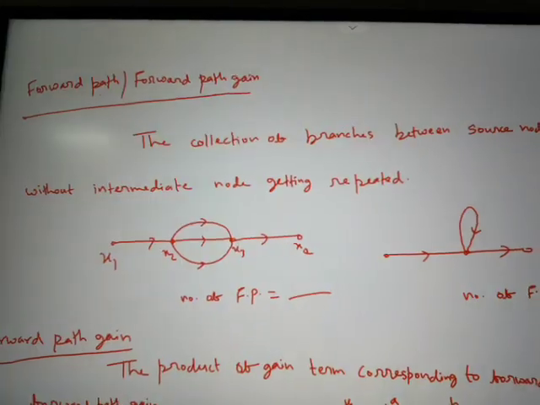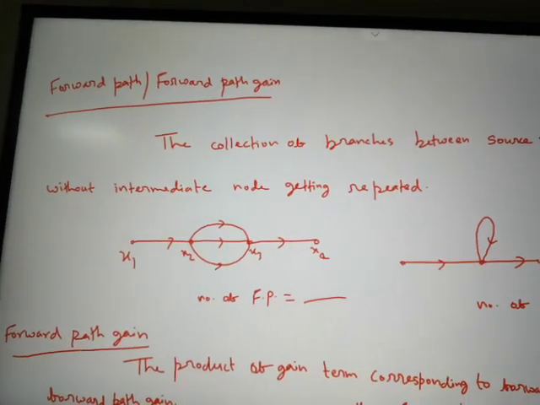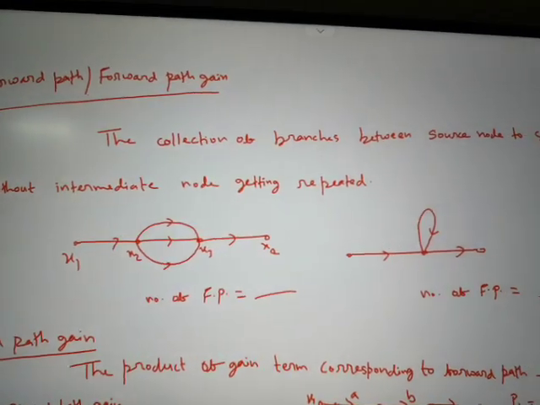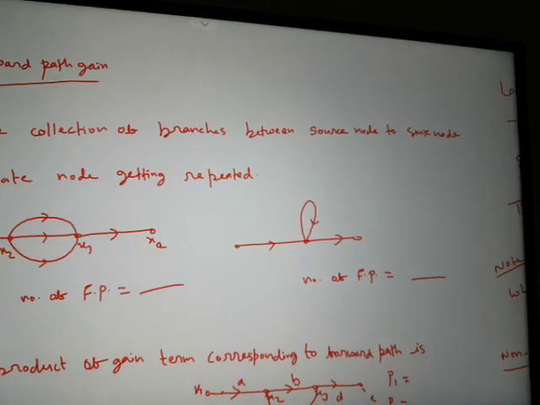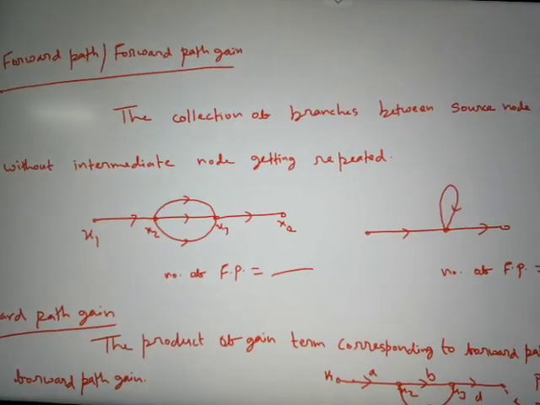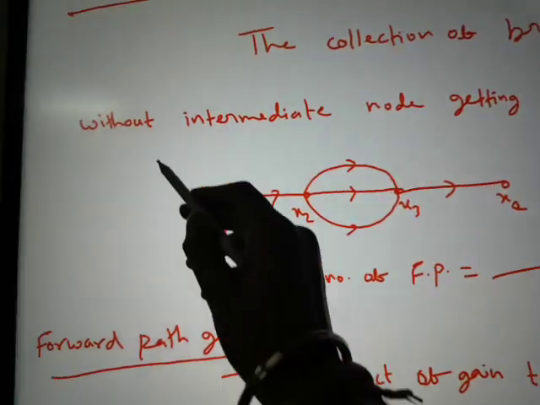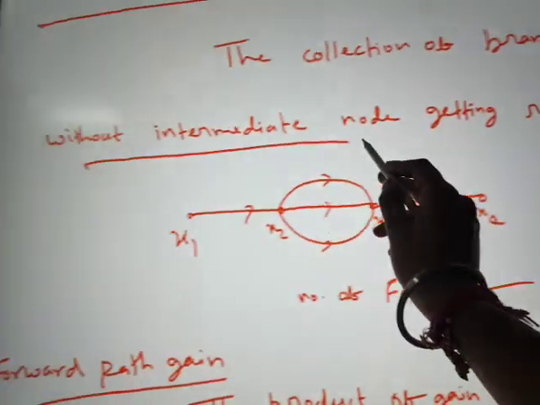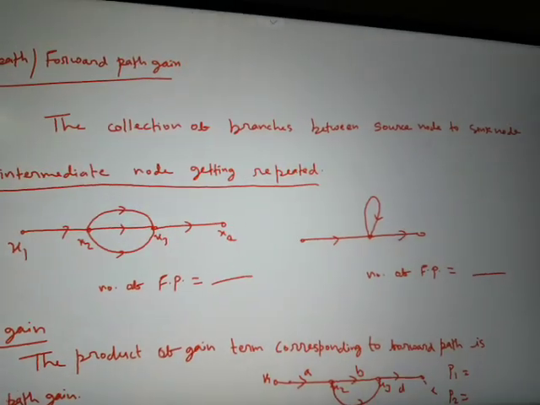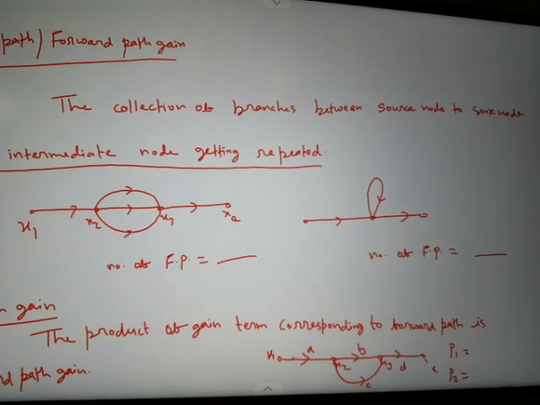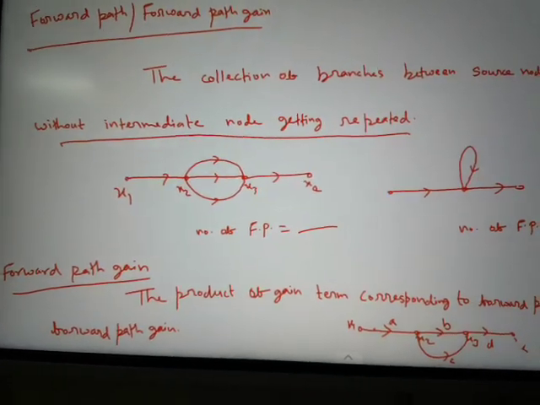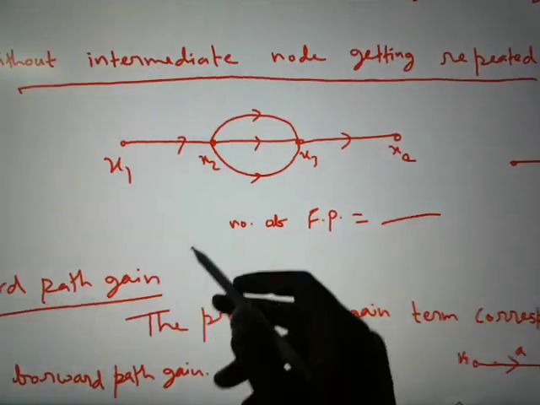Okay, now next is forward path or forward path gain. The forward path is the collection of branches between the source node and the sink node, without any intermediate node getting repeated. This is very important: without any intermediate node getting repeated. Like we have examples here.